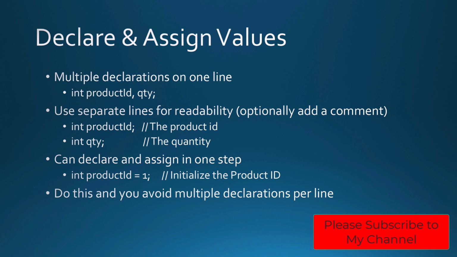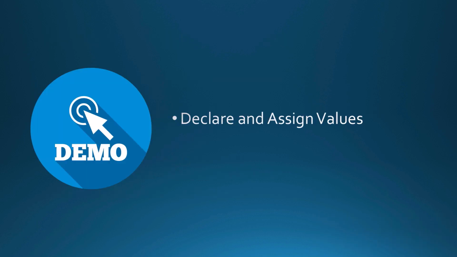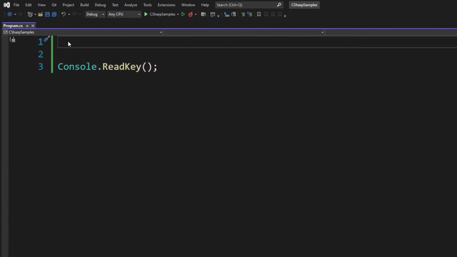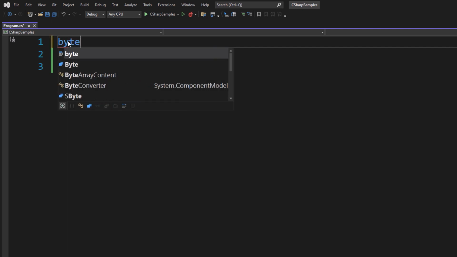Also, you can declare and assign in one step. So int product ID equals 1, and then, of course, you can add your comment. So if you do this and you avoid multiple declarations per line, I think you're going to find that your code is much more readable. So let's take a look at declaring and assigning values all in one shot. So I cleared out the program.cs, and now let's do some assignments and declarations all on one line.